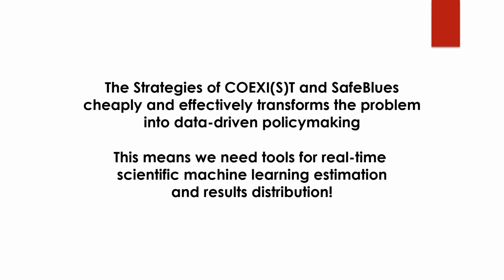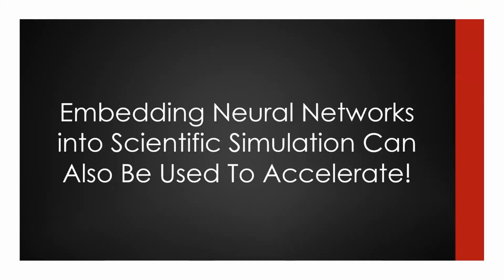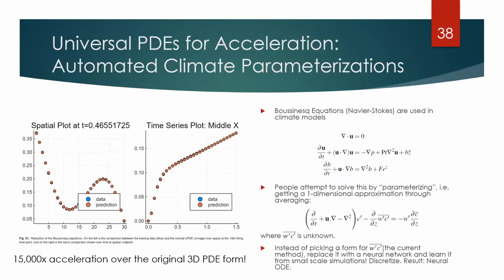So the next thing that we really need is tools for real-time scientific machine learning. This computational aspect is where a lot of the rest of my research has gone. The interesting thing that you can do here is that you don't need to just use neural networks to augment and make better models. You can also use it to find smaller models that give approximate information to accelerate your simulations.